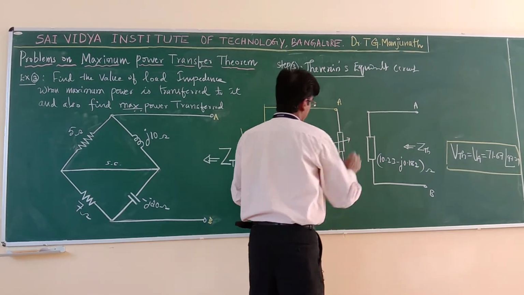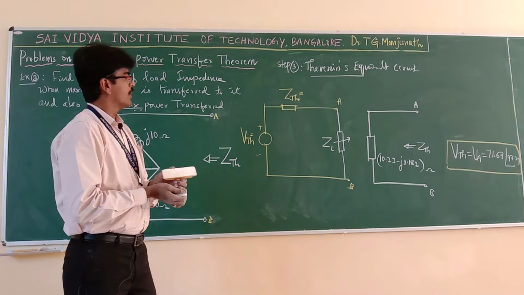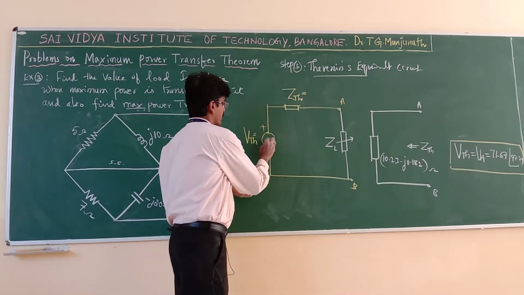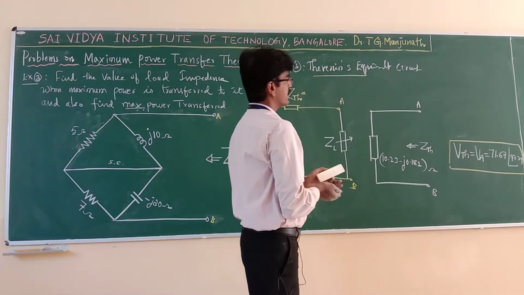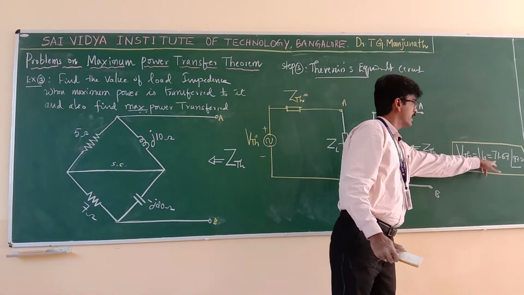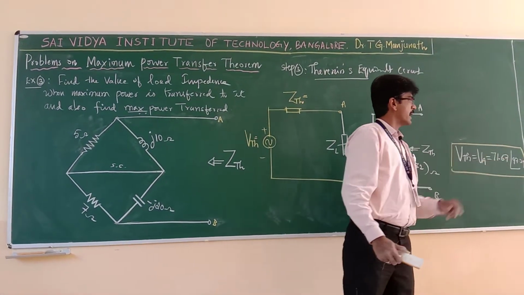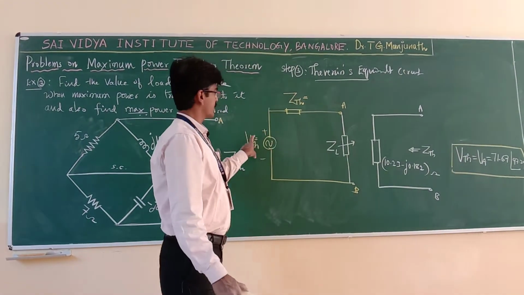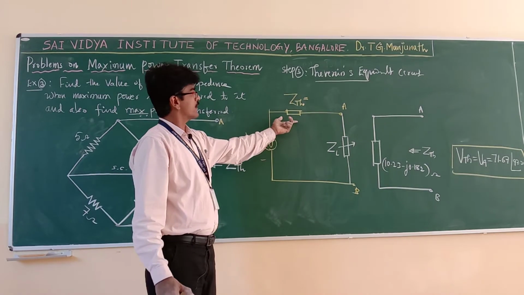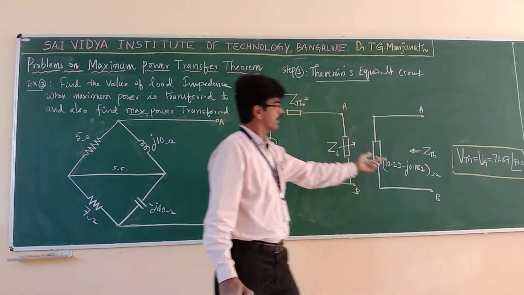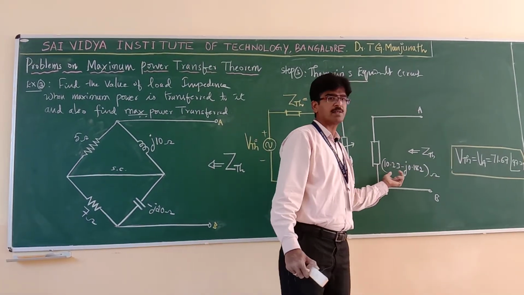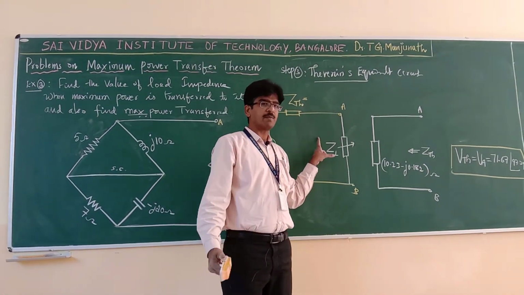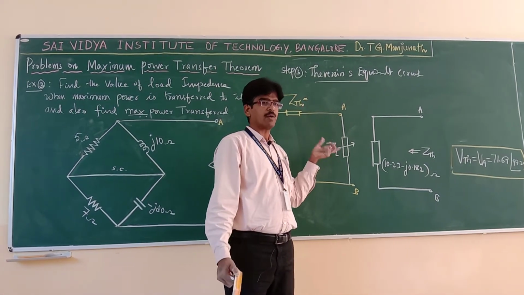So load is given as ZL. Now what type of source it is? It is an AC source, because you got V Thevenin 71.67 at an angle 97.29. Okay, AC source. This is the source impedance, that is nothing but Z Thevenin, which is also complex. And what type of load is given? Load is not given, you have to find.